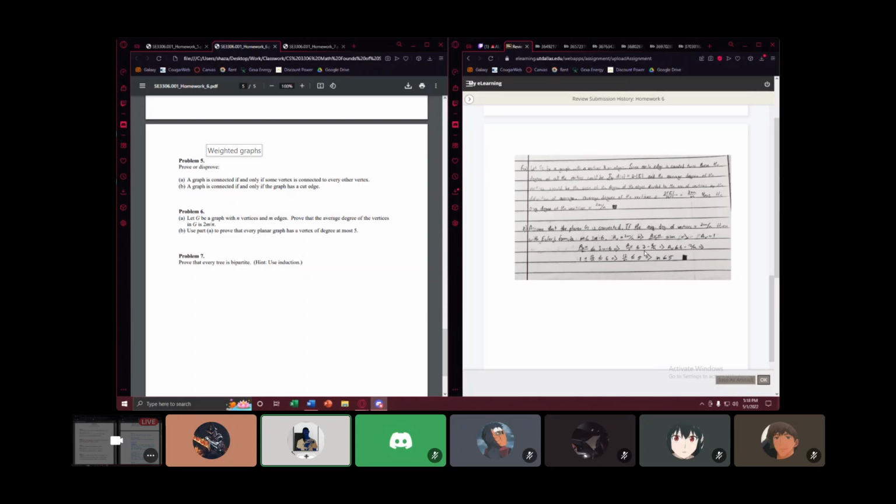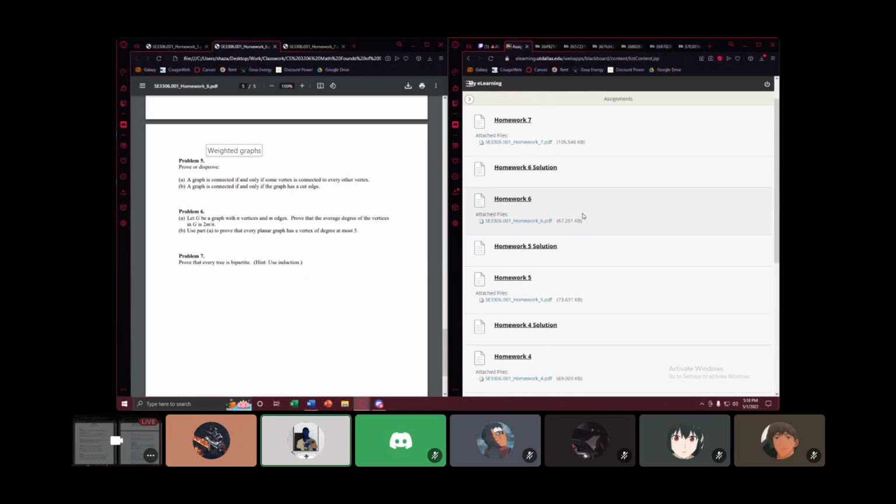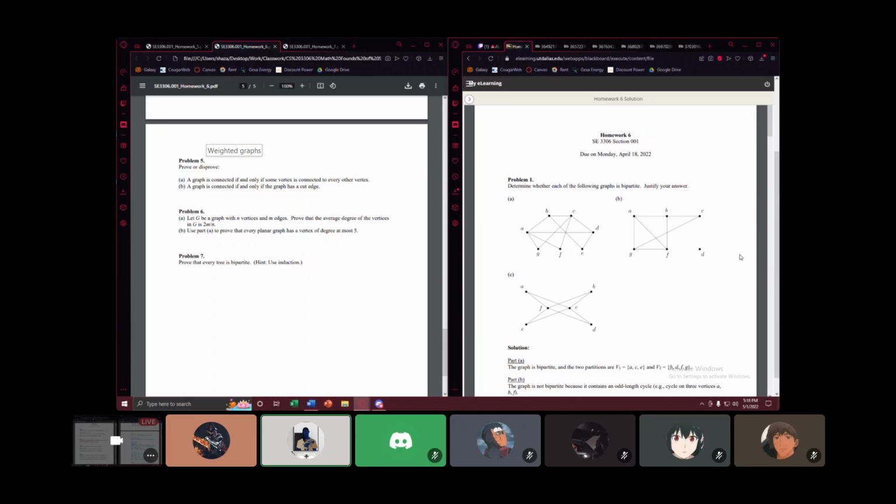So I guess we can assume for part B that it says to use part A to prove that every planar graph has a vertex of degree at most 5. So we're assuming there is a vertex of degree 6, which we can make the assumption, right? And then the current degrees.